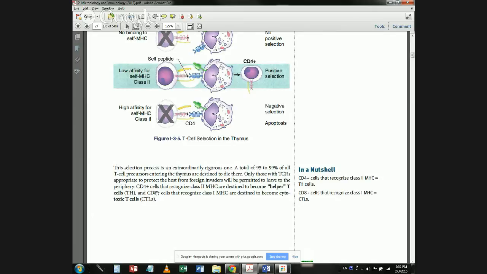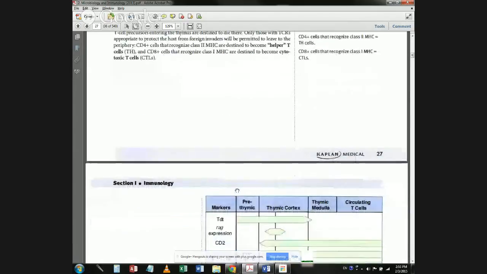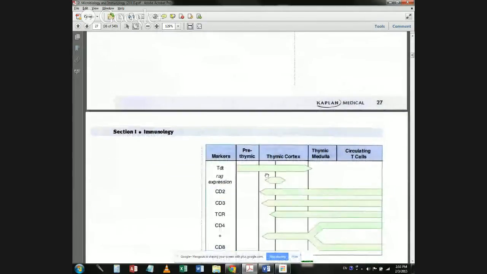CD4 positive cells that recognize class 2 MHC are destined to become helper T cells, and CD8 plus cells that recognize class 1 MHC are destined to become cytotoxic T cells. Lovely, but very selective. So in a nutshell, CD4 cells that recognize class 2 MHC are Th cells, and CD8 cells that recognize class 1 MHC are cytotoxic T cells. Perfect.